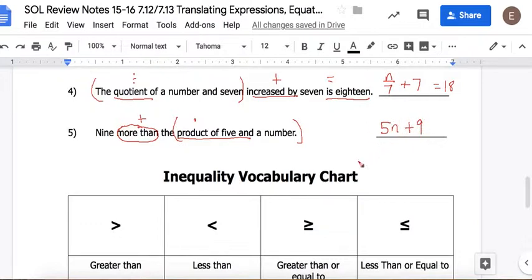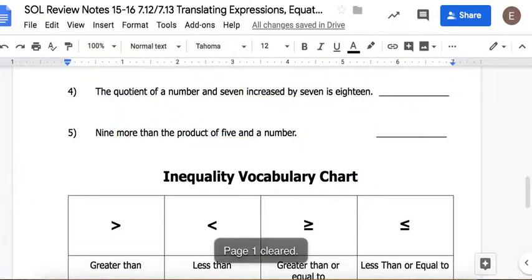Notice I didn't put the 5n in parentheses. I could, but order of operations would tell me to do multiplication before addition anyways. Okay, let's move on to how to write inequalities.